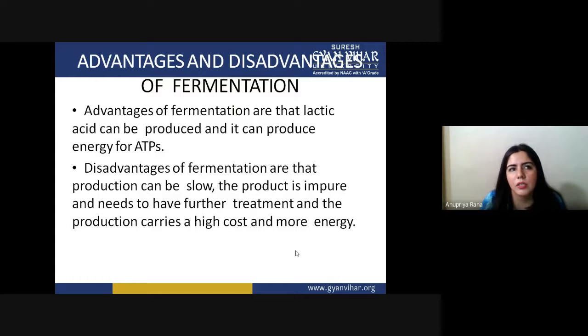You cannot just eat the fermented thing directly, because not all the good bacteria are there. Some bad bacteria are also there. So you need it to be processed and treated, and only then can you use it. This whole process is going to carry a high cost and need more energy.